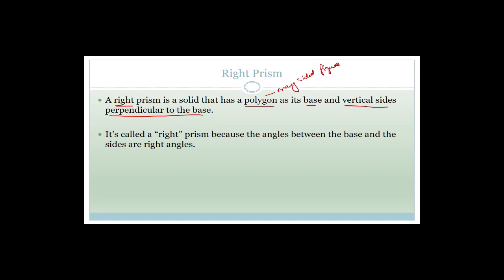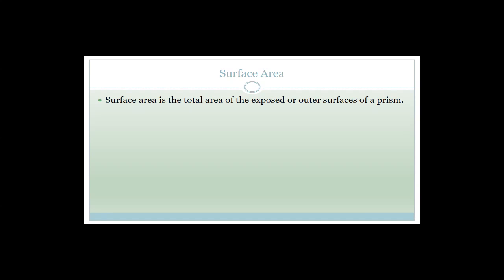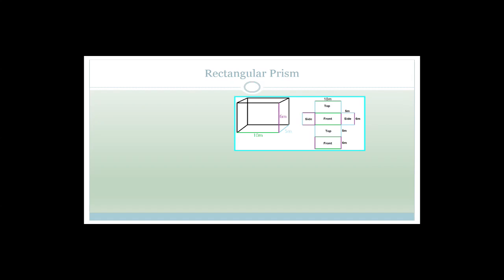So, like I said, a triangular prism has a triangular base, and a rectangular prism has a rectangular base. Now we're talking about prisms and cones and all sorts of three-dimensional objects. The surface area is the total area of the exposed or outer surfaces of the prism. If we wanted to, we could unfold the prism, and that sometimes makes it easier to work out the surface area. So let's say we've got a cube with 10 by 5 by 6. This length from left to right is 10 meters, 5 meters as it goes back and 6 meters as it goes up.